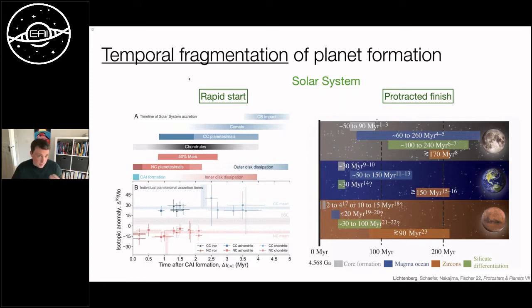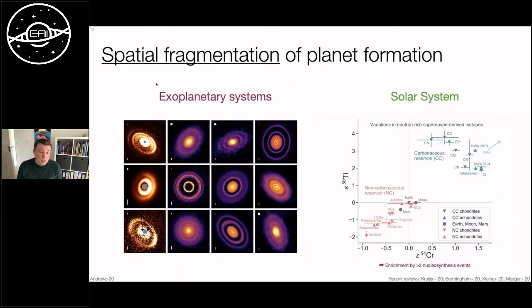In addition to this evidence for temporal fragmentation, we have evidence for spatial fragmentation. And most of you have probably seen this. There's a lot of discussion surrounding the various rings and gaps and structures in ALMA disks that you can see here on the left-hand side. So this is structure formation in the solid component of these disks, whose origin is, of course, debated. Some argue for planets, others argue for various ice lines or heterogeneities in the disk. So it's unclear and probably varies from disk to disk.